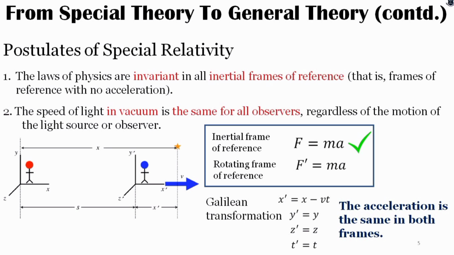Now, why am I showing you this? This is important because once we move from inertial to non-inertial, then all these things actually change. One thing very important is why it is called special theory: because it is very special and specific to only inertial frames of reference. That is why it is called special relativity.